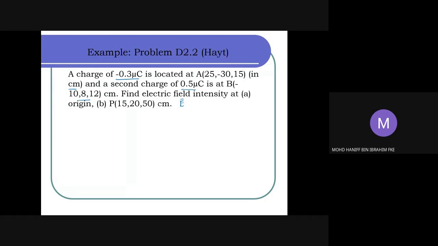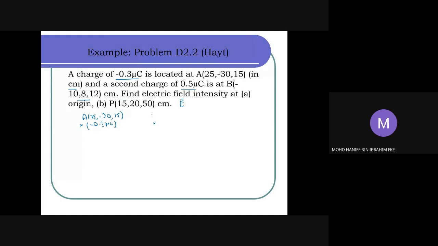Okay, this is the case whereby we have more than one point charge that will produce the electric field or the E field intensity. So let's sketch the diagram of the problem. The first point is at A, 25, negative 30, 15. This is in centimeter, so when we solve the equation, we need to write it in meter, in SI unit. And then the charge is negative 0.3 microcoulomb.